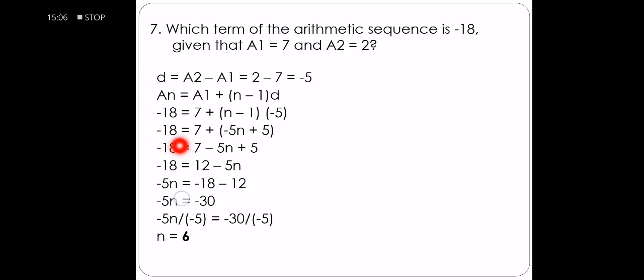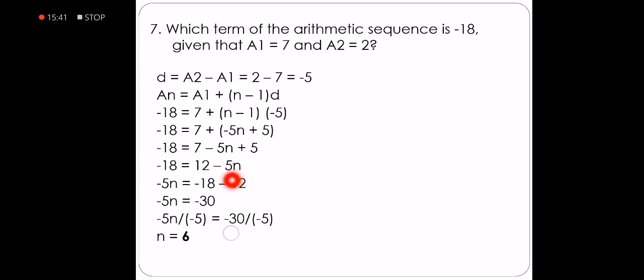So negative 18 equals 7 plus, again, we are going to use the distributive property. So negative 5 times n is negative 5n. Negative 5 times negative 1 is positive 5. So negative 18 equals 7. Ilalabas na natin yung numbers sa parenthesis so that we can evaluate it. Since positive to, i-write lang natin siya as is kasi positive naman yung katabi niya sa labas ng parenthesis. So that's simply negative 5n plus 5. Negative 18 equals 12 minus 5n.